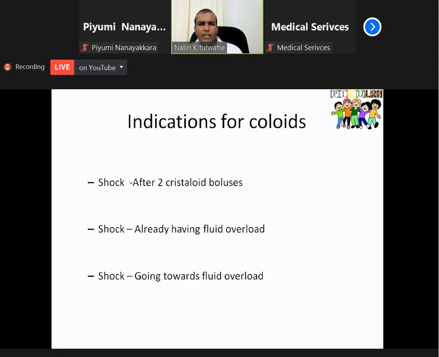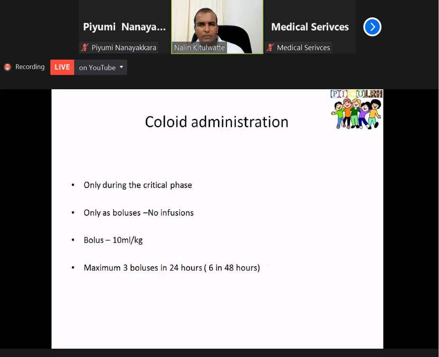Indications for colloid. If you're having a shock, you're treating the shock first. After 2 crystalloid boluses, you have to think about colloid. If you're having a shock, already having fluid overload, again think about colloid. If you're having shock, we know you're going towards fluid overload, think about colloid. So these are the indications for colloid.